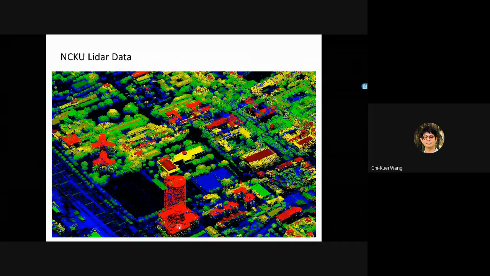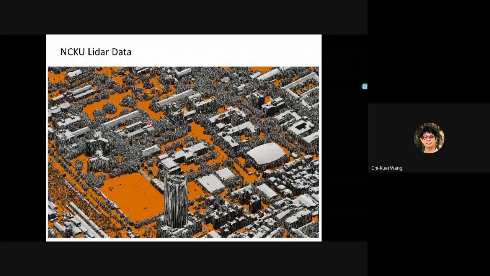So you can actually see the buildings and the trees here and there. But as you can see, it's difficult to interpret airborne LiDAR data directly like this. So one kind of visualization technique is to link all the points to make a surface.